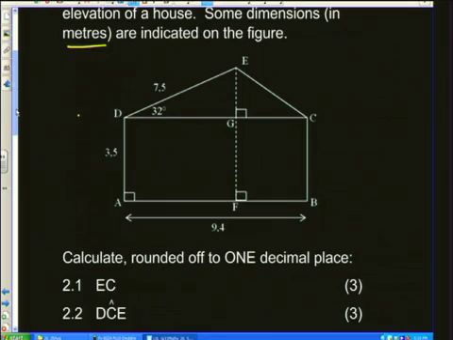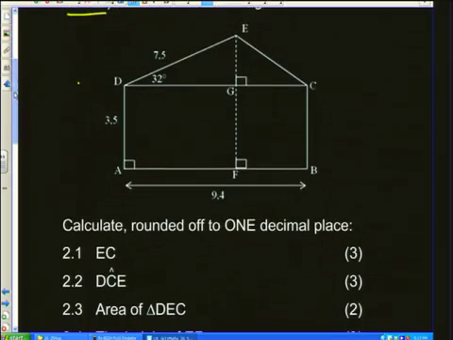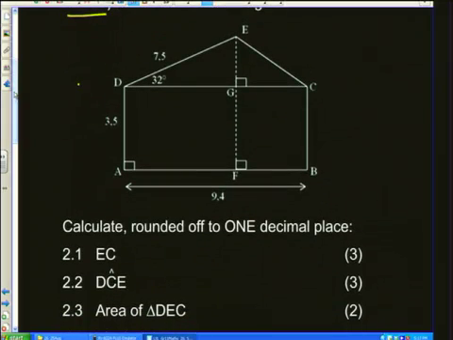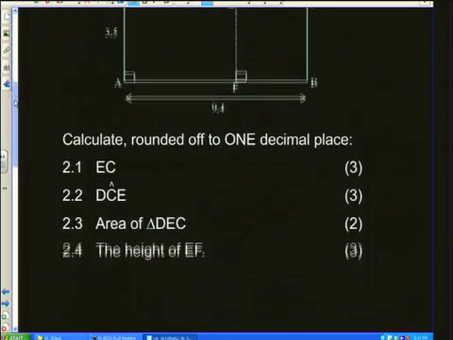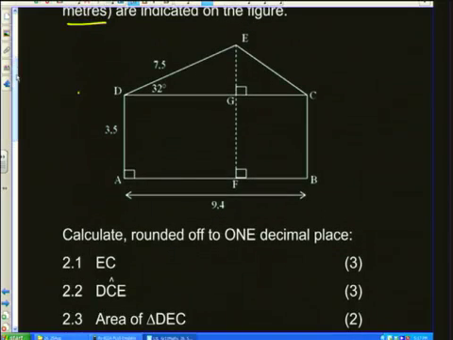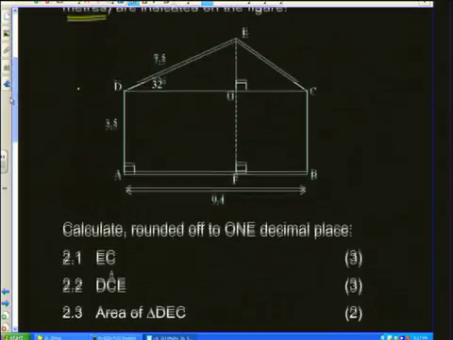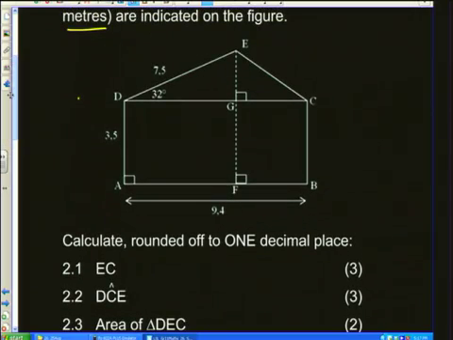We need to calculate, rounded off to one decimal place, the length of EC, which is that length there. We have to find DCE, which is that angle over there. Then we'd like the area of DEC. It looks like some kind of roof or height structure. Oh, and we would also like to know the height of EF. So those are four little questions. Let's see if we are able to find out how to calculate the length of EC.